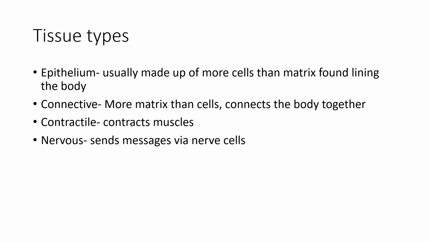And with this, we can actually start talking about the different tissue types. We have epithelium, like I said, it's usually more cells than matrix. It's found lining body cavities. If you think of skin, for instance, the outer skin has three layers. The outer layer is the epidermis, which is epithelial cells. The layer underneath, the dermis, is a connective tissue. You do have some contractile tissue within skin, which helps it contract, and you have a couple other connective tissues as well, and you have nervous tissue in there.